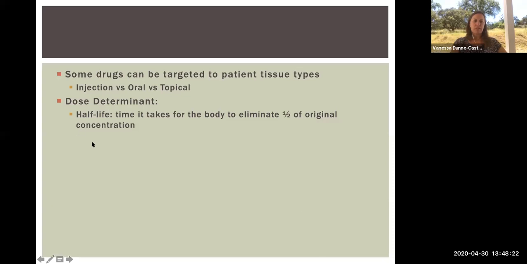Dose determinant is another kind of concept here to talk through. So dose is oftentimes determined through the half-life of any given medication. Let's talk through this one too. So dose, there's kind of a couple different things to think about here for dose. We were talking about the frequency, right? How often do you have to take this?